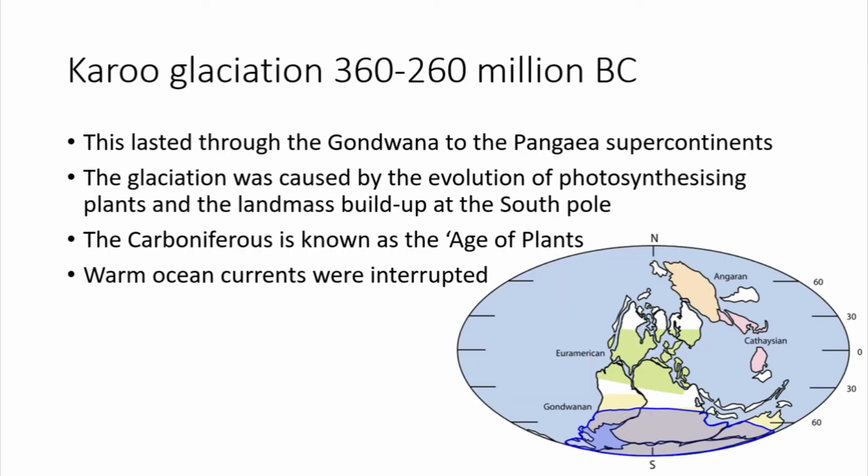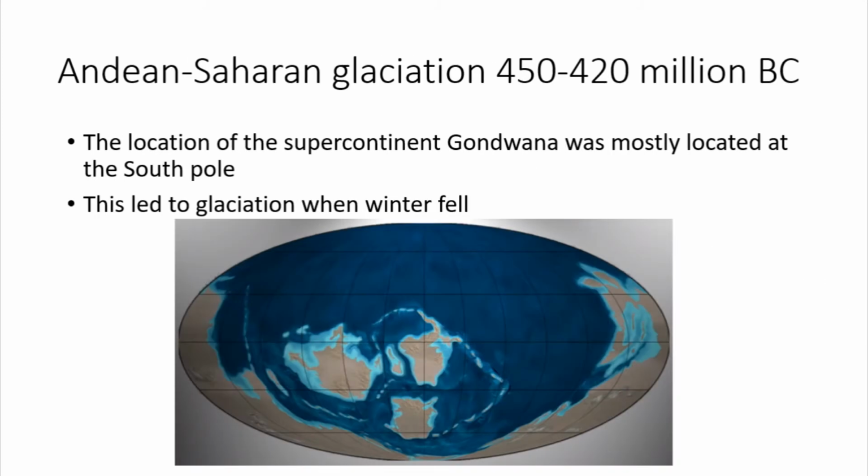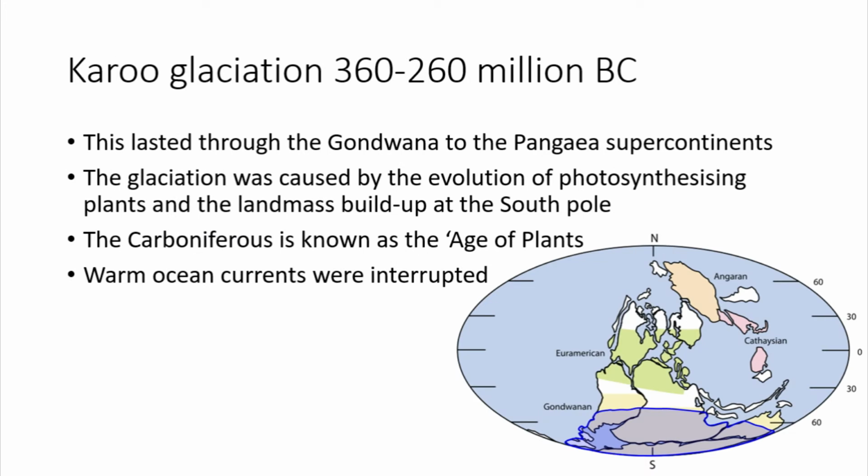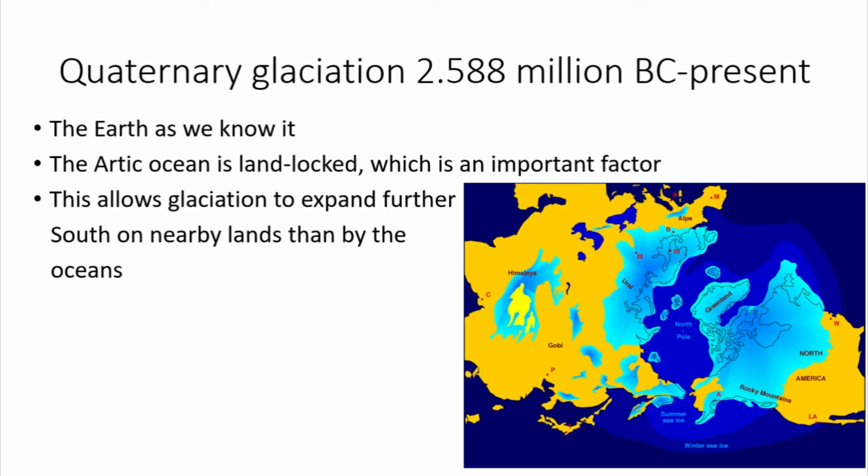Now, the Karoo glaciation. This glaciation lasted through the Gondwana and Pangaea supercontinents, so through this one over here and Pangaea. And this glaciation was caused by the evolution of photosynthesizing plants and landmass buildup at the South Pole. This period of time was also known as the Carboniferous, the age of plants, because most of the planet was covered in thick, luscious rainforests. And the buildup of continents at the South Pole and near the equator blocked warm ocean currents and led to the Ice Age.